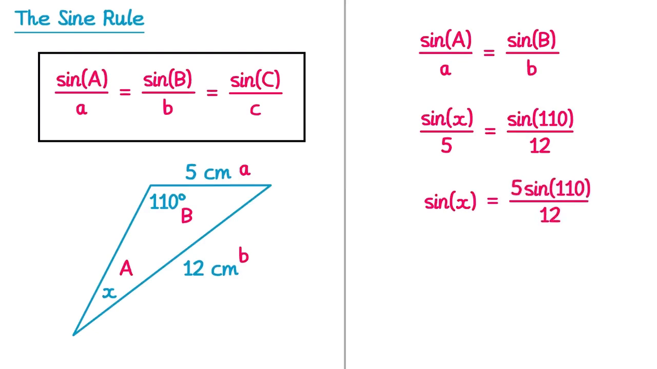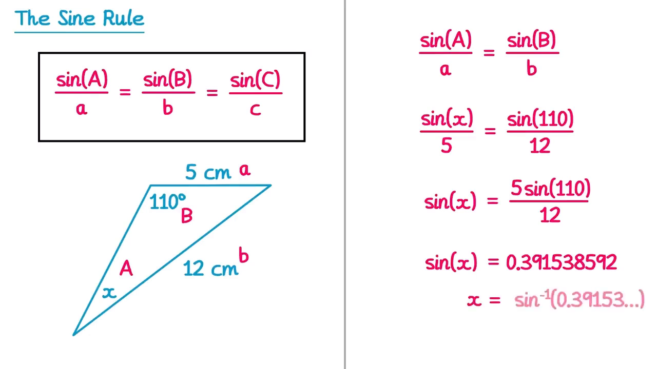The left-hand side will remain as sine x, and we type the right-hand side into the calculator, which gives you this number here. We then use inverse sine, so x will equal the inverse sine of that number, and using your calculator that will give you this number here. We can round that off to a suitable degree of accuracy. Let's go one decimal place again, so this one will actually round up to 23.1 degrees, and that's the answer to this question.